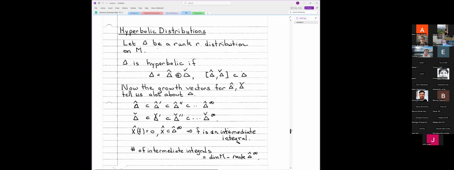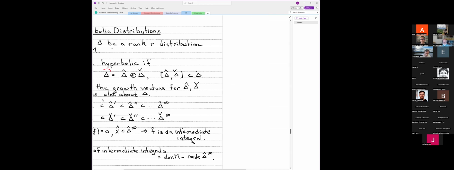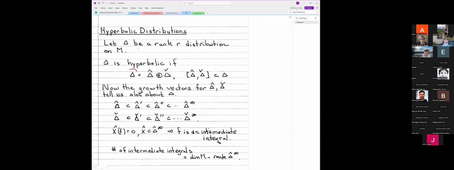Okay. So now we're ready to talk about our hyperbolic systems. We start off with a distribution delta. We're going to assume that it's a direct sum, and that the bracket of these two pieces is back inside delta. The important and obvious point is that the growth vectors for these two subdistributions tell us a lot about the original distribution delta. So we're going to study our hyperbolic partial differential equation by studying these two subdistributions.